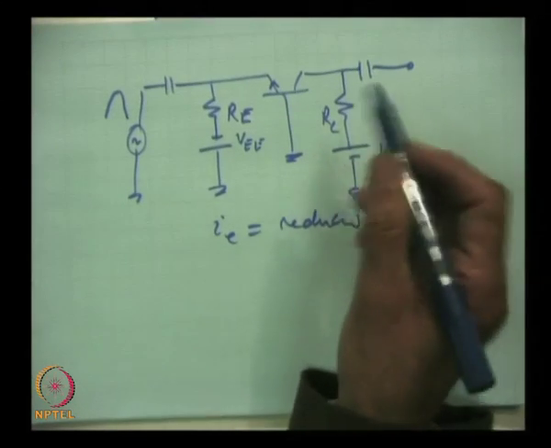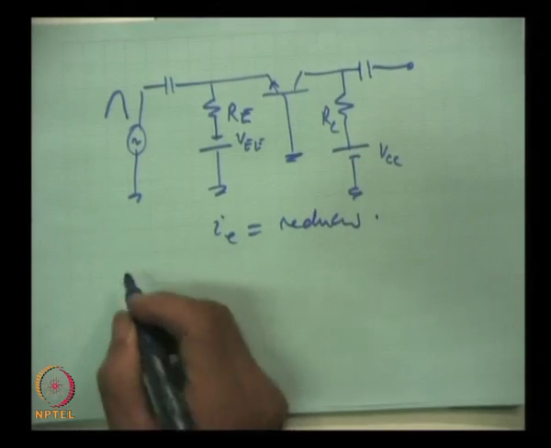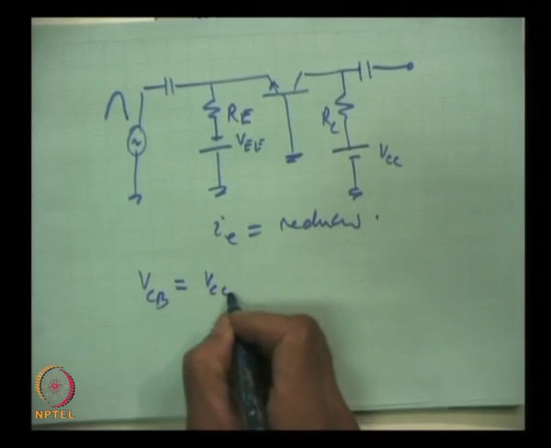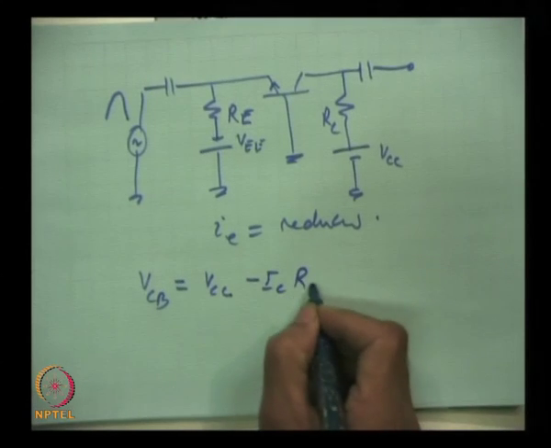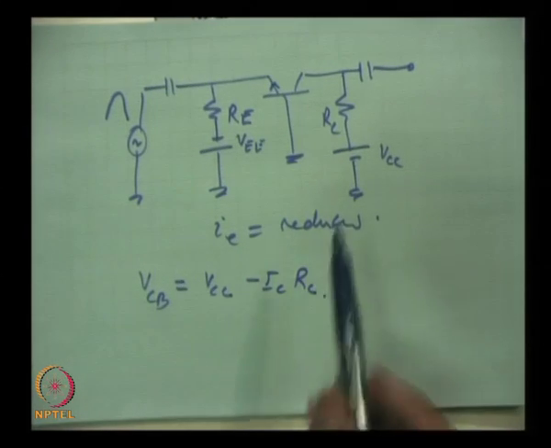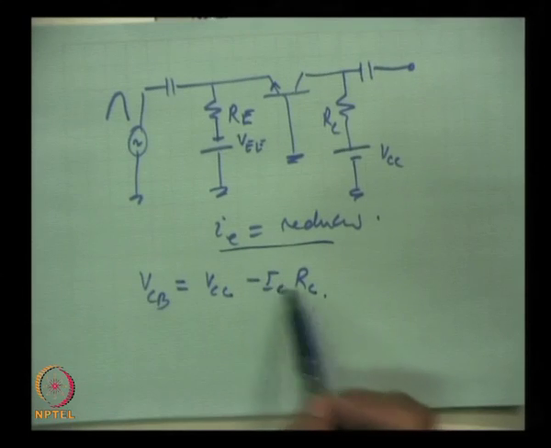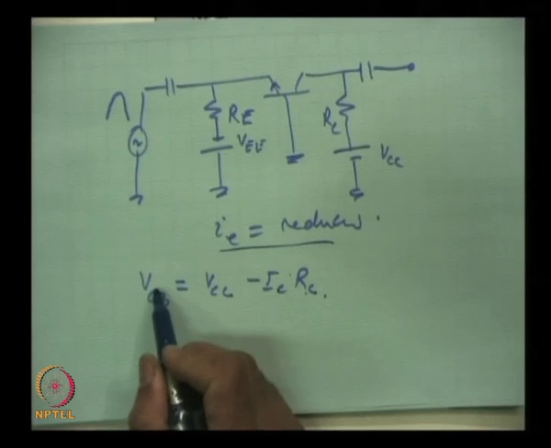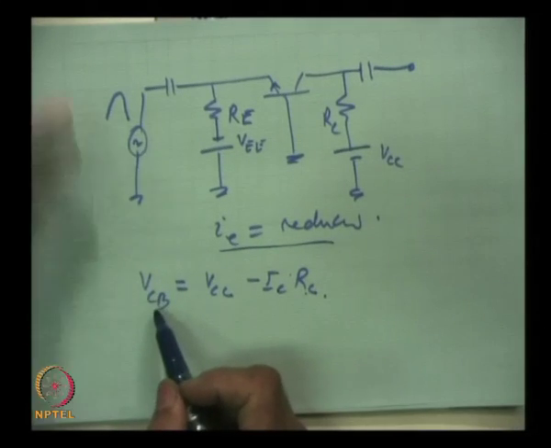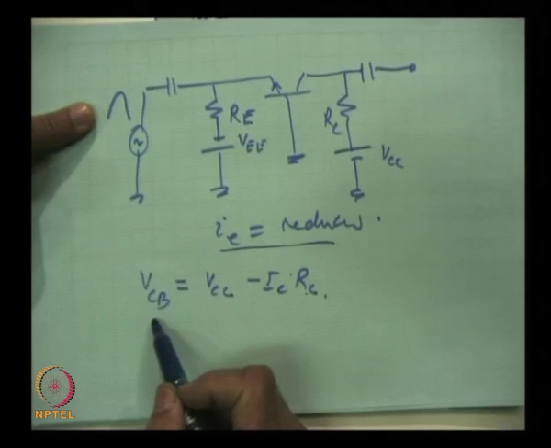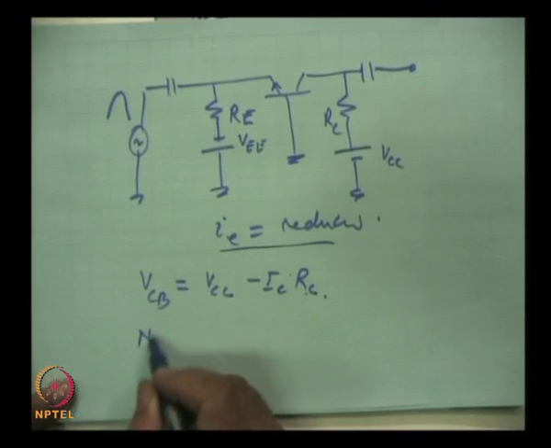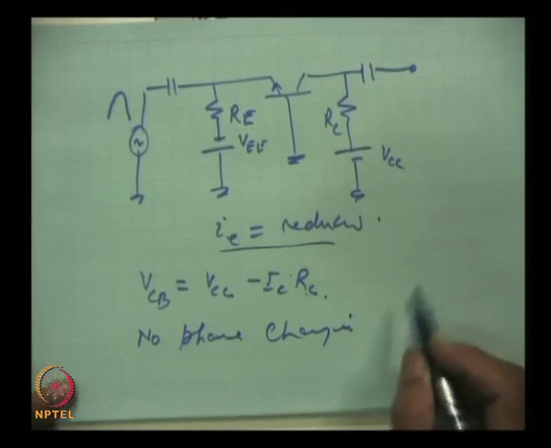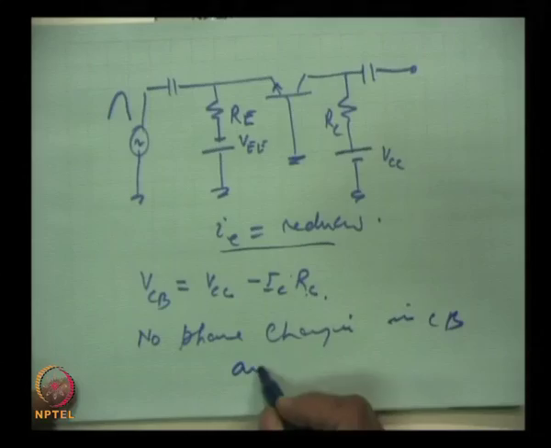Now, if we collect the output voltage V C B here, V C B is V C C minus I C R C. So, if I E is reduced, I C is also reduced, this factor will be reduced, and V C B will increase. That means the output voltage will also be high at the same point when input is high, hence there is no phase change between input and output in the CB amplifier.